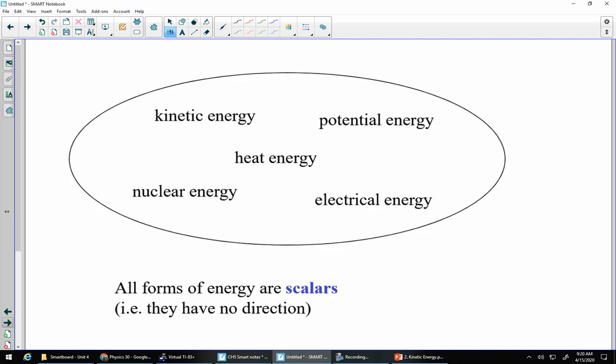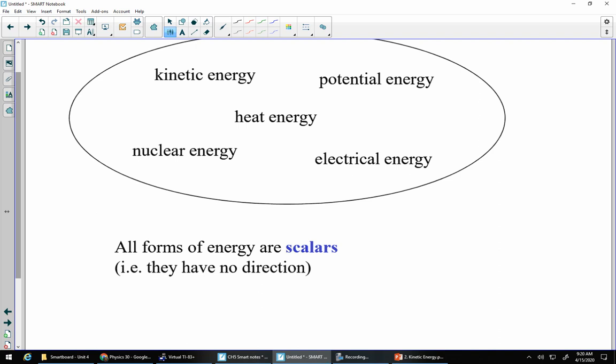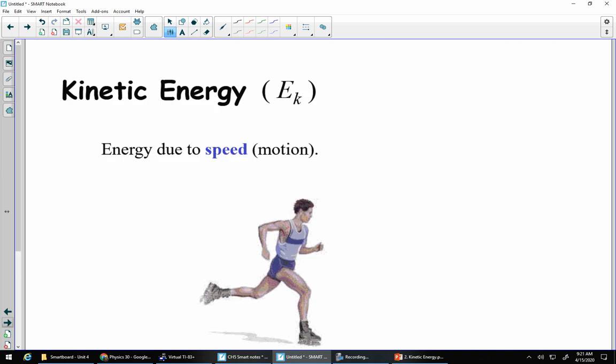Cool. Something that's really important to note is no matter what type of energy we have, they're all scalars. So again, think to yourself what exactly a scalar is. Well, that is magnitude only, no direction. So we've got the ones that we're going to talk about: kinetic, potential, maybe a bit of spring here and there. We've also got heat energy, nuclear energy, electrical energy, and so many other types of energy. All scalars. Never, never, never do they ever have direction.